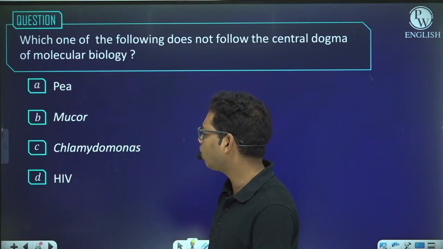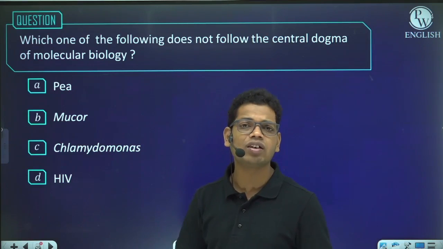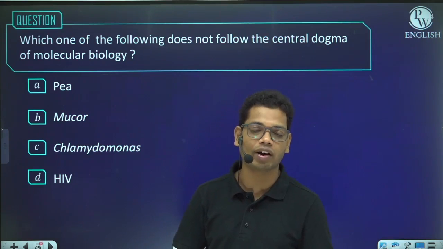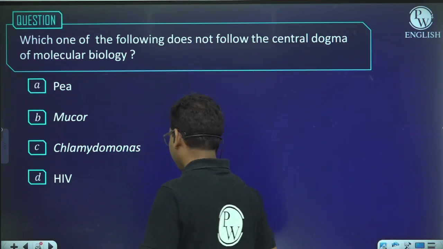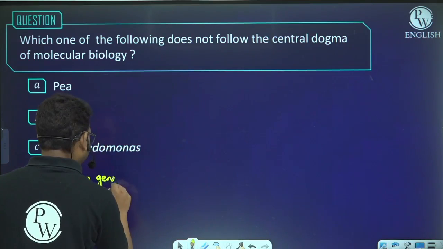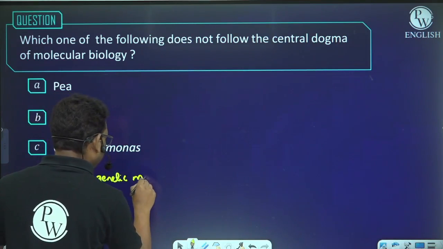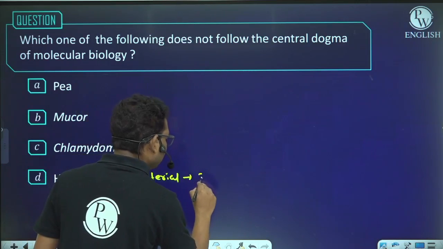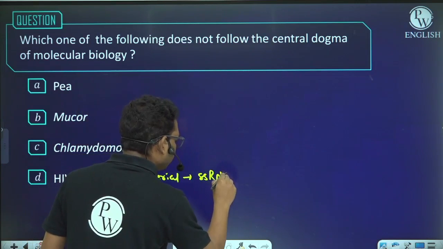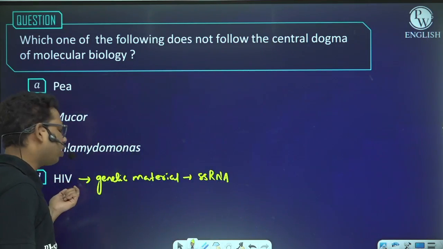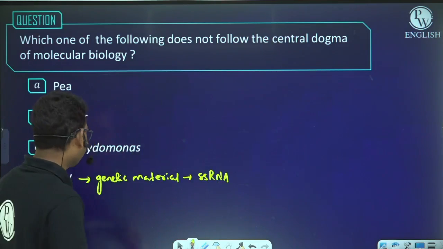But if you talk about HIV, HIV is a virus. What type of virus? RNA virus, retrovirus. Okay, and in this HIV virus, the genetic material is RNA. And what type of RNA is it? The genetic material is a single-stranded RNA molecule. And because it has a single-stranded RNA molecule, that is why it is called what? Retrovirus. It is called a retrovirus.